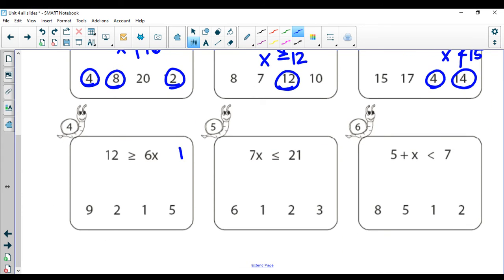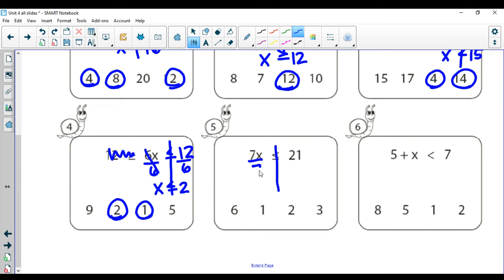For number 4, we're going to move the 12 over, and we're going to go ahead and make sure it opens to the 12, points to the 6x. To get x by itself, I'm dividing by 6, and I get x is less than or equal to 2, because 12 divided by 6 is 2. Numbers here less than or equal to 2 are 2 and 1.